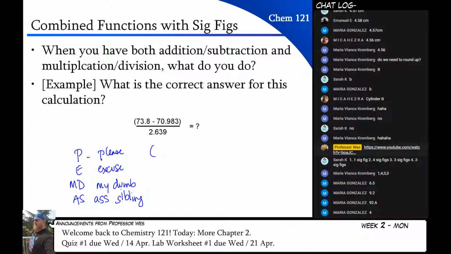But anyway, that was parentheses, exponent, multiplication, and division. Let me not write the multiplication like that. But multiplication, division, and then addition, subtraction, right? That's the hierarchy. We got to do the parentheses first, then any exponents, then we do multiplication and division, and then we do addition and subtraction.